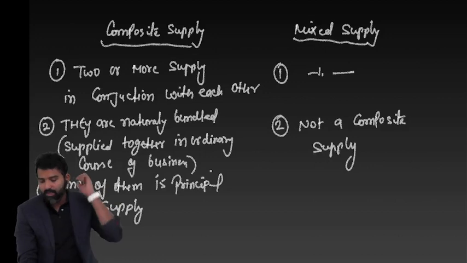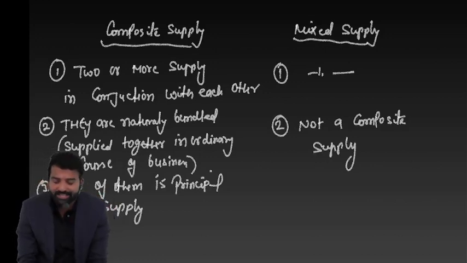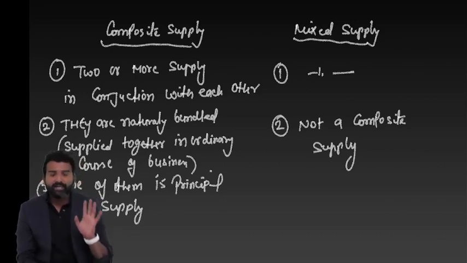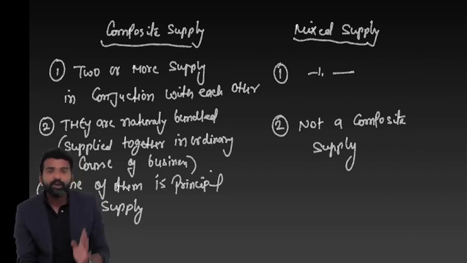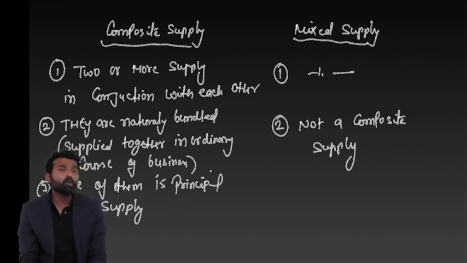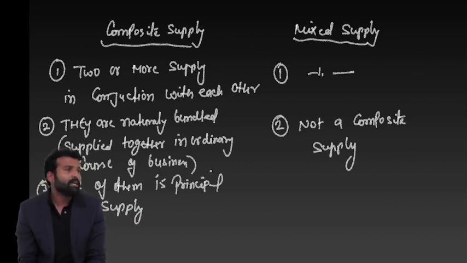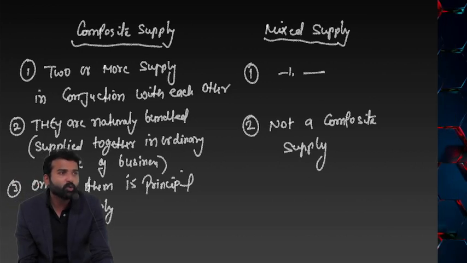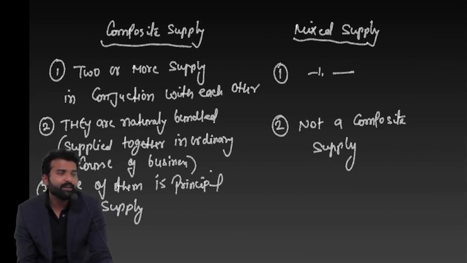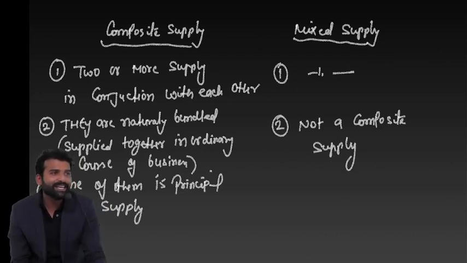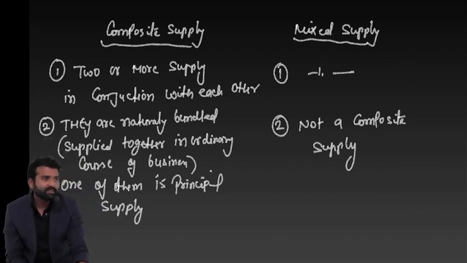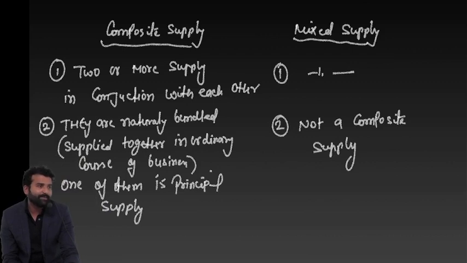First one is called composite. Composite means two or more supplies are in conjunction with each other, they are naturally bundled, and one of them is a principal supply. So composite supply says that if you are giving two combined supplies, goods and services, and they are naturally bundled, now what to do? Very simple. First of all, find out, is there any principal supply? If yes, then it's a composite supply.